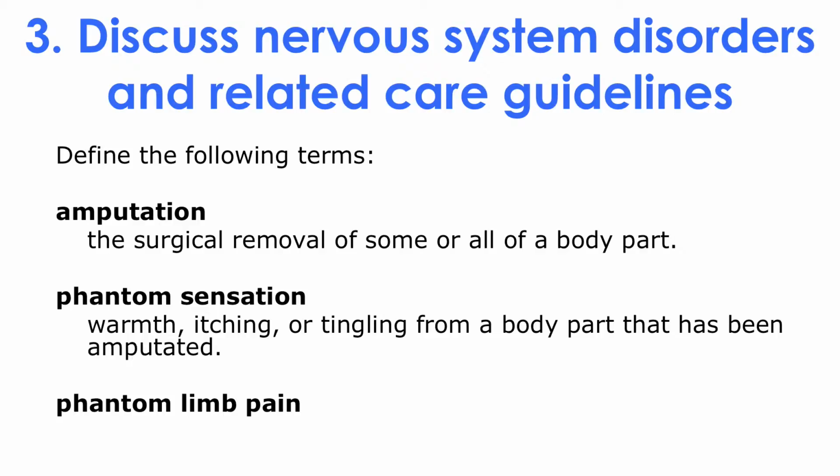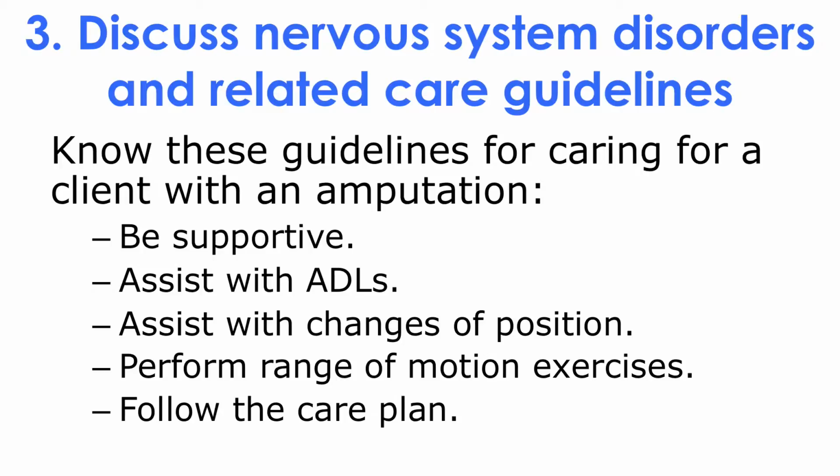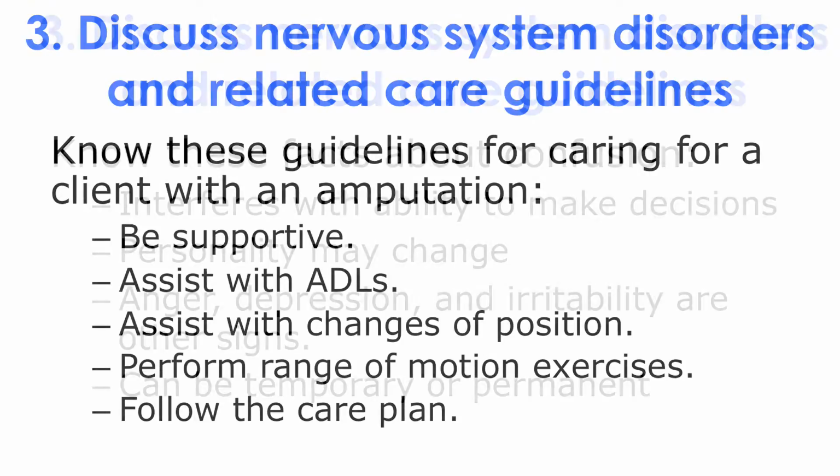Now, phantom limb pain, on the other hand, is similar to the sensation, but it is pain in a limb or extremity that has been amputated. So we need to know these items when we're caring for somebody with amputation. We need to be supportive. Remember, when they lose a limb, a part of them, it's like a loss. Typically, people will go through the stages of loss. They'll be angry. They'll have grief, until they come to acceptance that they actually lost something. We need to make sure that we provide assistance with ADLs and assist with changes of position. We want to perform range of motion exercises, and if there are any care plans and suggestions provided, we need to make sure those are followed as well.